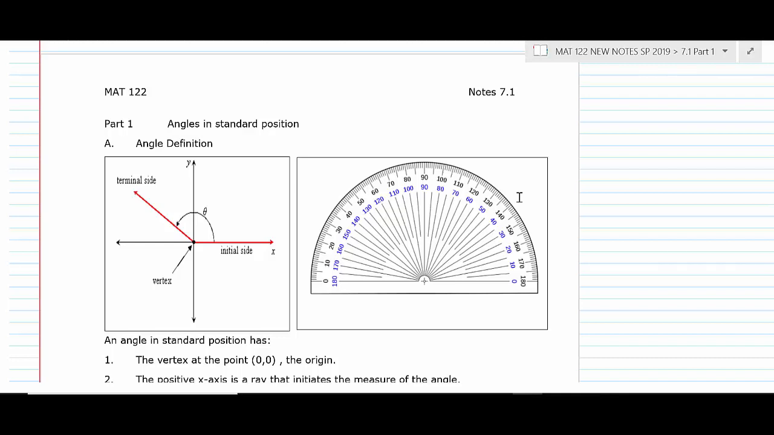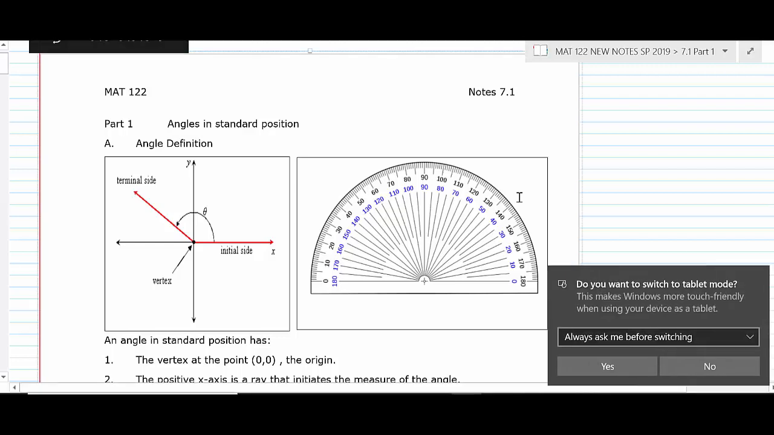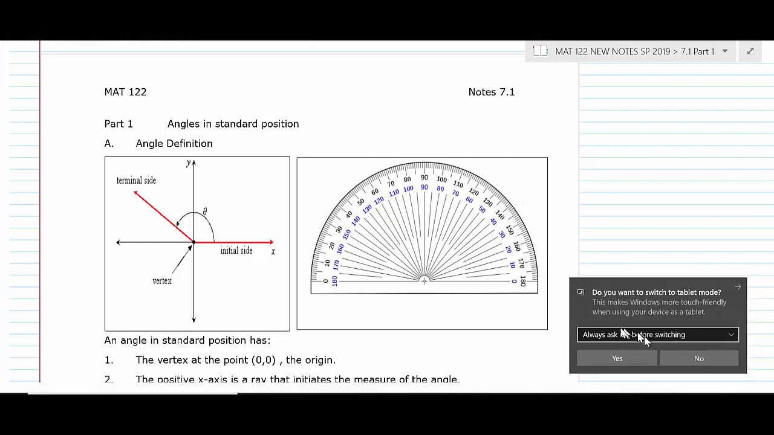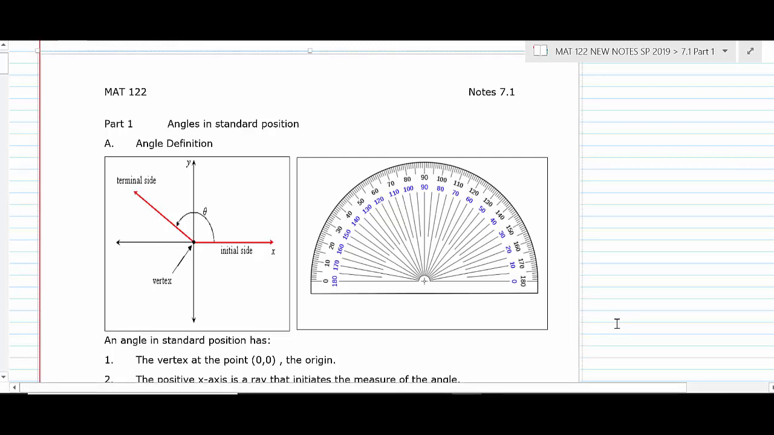So to begin with, let me get all set up and we'll start learning about angular measure and how we use that in trigonometry. Okay, so to begin with, I'm going to start off with some basic definitions. And so basically we're going to do an angle in standard position, all right?